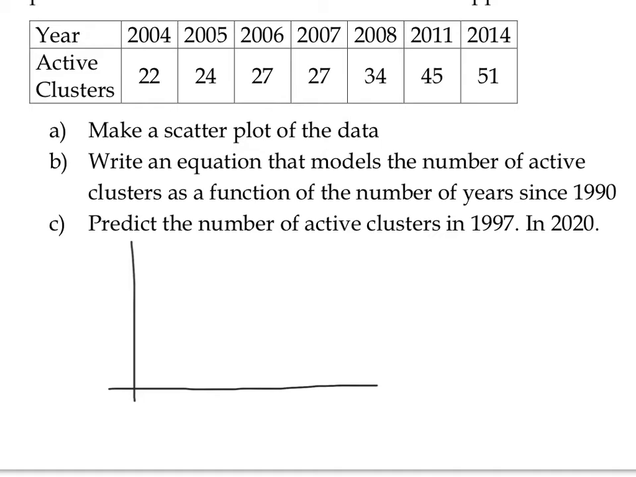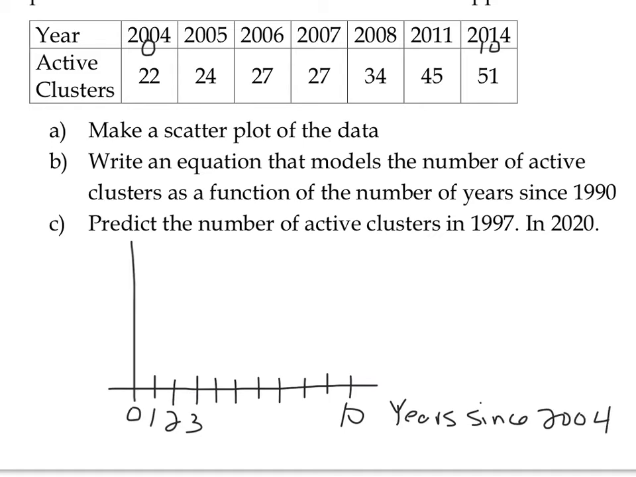This x value, 2004, is going to be the x value of 0. The year you start with will be your 0. Then we'll go from year 0 to 2014, which would be 10 years after 2004, so we're going to have an x value of 10. So we can go 1, 2, 3, 4, 5, 6, 7, 8, 9, 10. Again, we're counting by ones. And this would be years since 2004. 2004 is 0 years since 2004, 2005 would be 1 year since 2004, and so on.